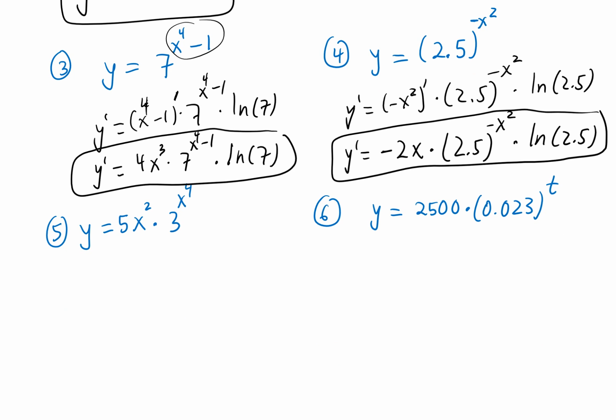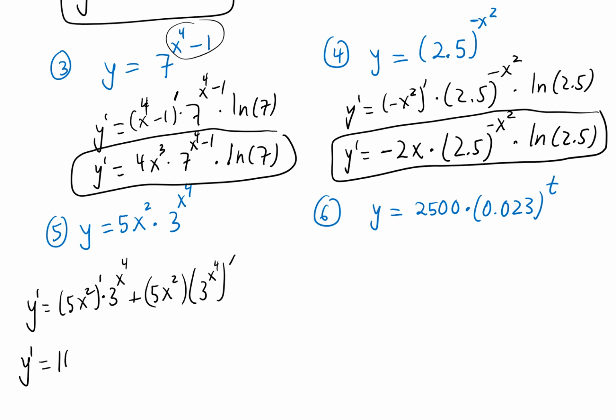For the product rule, if you have u times v, the derivative is derivative of the first one times the second one plus the first one times the derivative of the second one. The derivative of the first one is 10x times 3 to the x to the fourth plus, this stays the same. Derivative of the next one is the derivative of the top based on the formula times itself times natural log of the base.